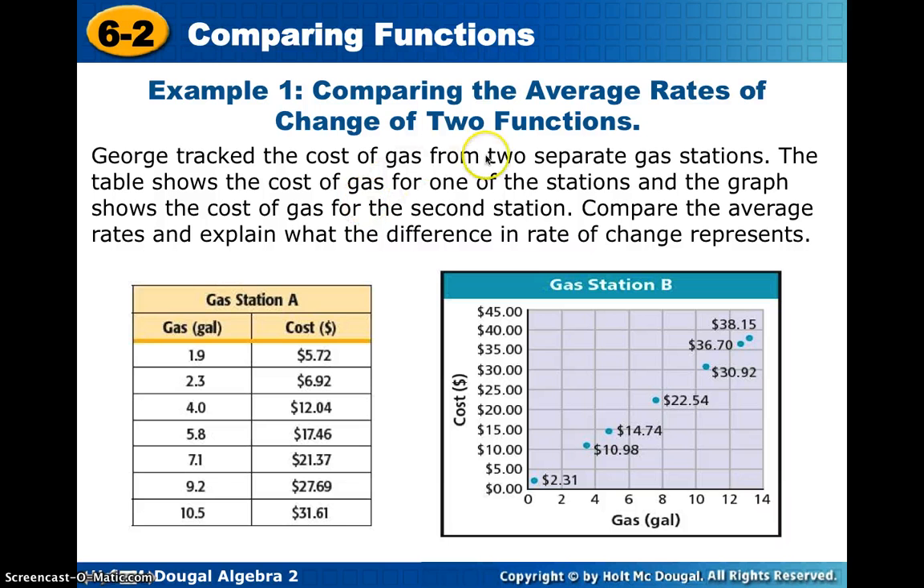George tracked the cost of gas from two separate gas stations. The table shows the cost of gas for one of the stations, and the graph shows the cost of gas for the second station. Compare the average rates and explain what the difference in rate of change represents. So what we need to do here, as you can see, the information has been given in two different ways. We have a table and a graph to compare. So what we need to do here is find the rate of change.